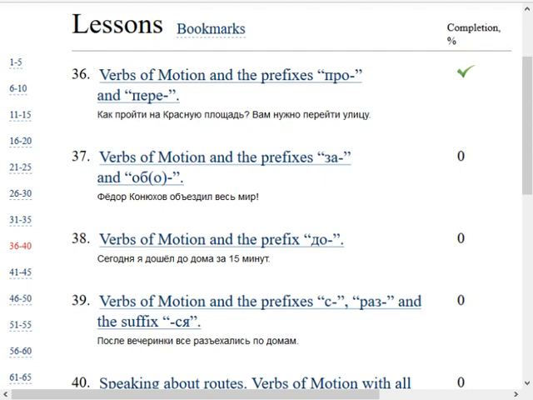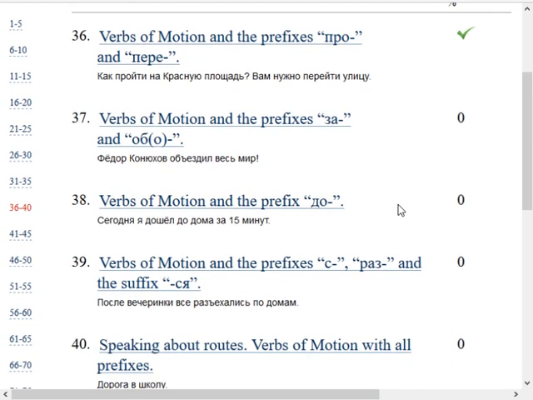We're up to lesson 37. So we're getting close to being done with these verbs of motion. We have three more lessons here, 37, 38, and 39, about specific prefixes. Well, this one's also about a suffix regarding verbs of motion. And then finally, we have lesson 40, which concludes verbs of motion before we start getting into other stuff. So it's been a lot, but we're getting close to the end.